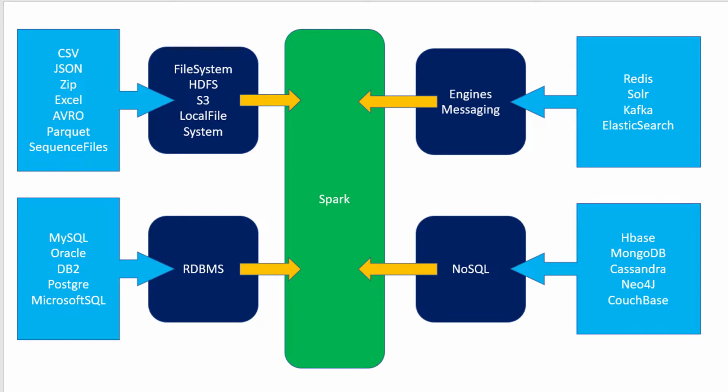It supports almost every file type, like CSV, JSON, zip files, Excel files, Avro, Parquet, and sequence files. When it comes to RDBMS, it can connect to any RDBMS as long as it has the driver and the connection information, and it can interact with almost every NoSQL database. Regarding messaging systems, it can interact with various types of messaging systems, especially Kafka and Redis. We are going to see examples for each of these data types and data sources in detail.